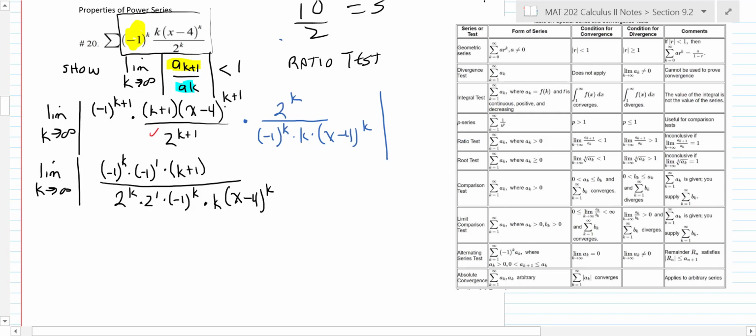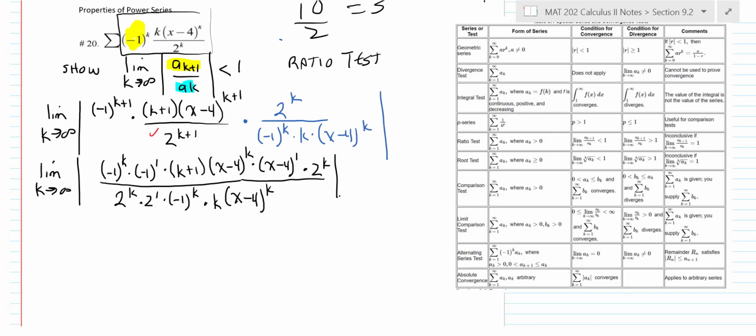X minus 4 to the k times x minus 4 to the 1. Okay, so I'm just splitting apart the exponents, because you know you add exponents when you multiply anyway. I'm just kind of splitting this up. I think in general it's good to start learning it this way, and then as you get a little more experience, you can start doing some of the cancellation in your head. Just be careful when you do that.